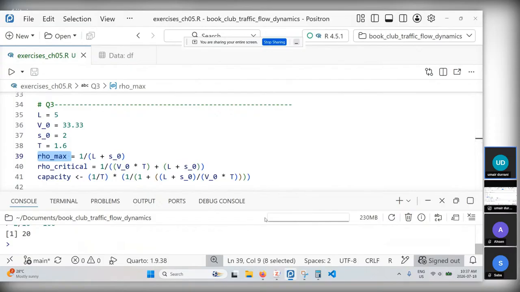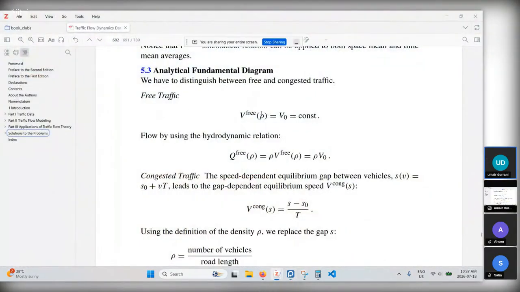So let's continue the discussion from the solution here. So for free traffic, we know the speed is a constant. Flow for the free traffic, we can estimate using the hydrodynamic relation. So flow is going to be density times the desired speed.